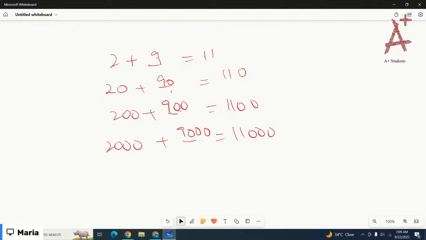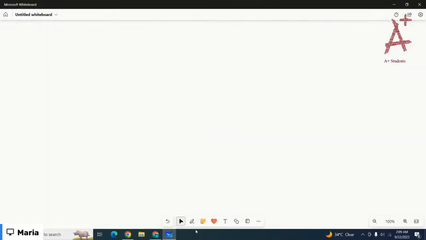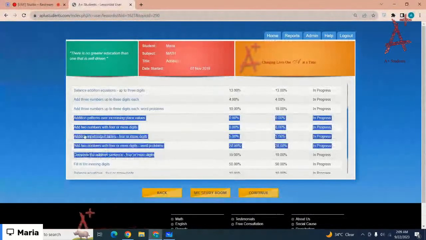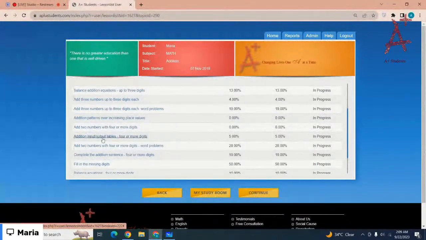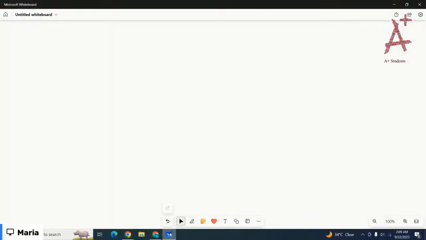We can do the practice questions for this lesson later today. The next lesson is, I think, input output tables. Add two numbers with four or more digits. We'll do practice questions, but let's just start with addition input output tables, four or more digits, right? So basically we are given the input values and the output values.